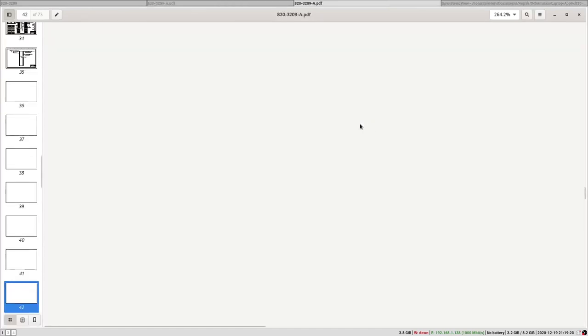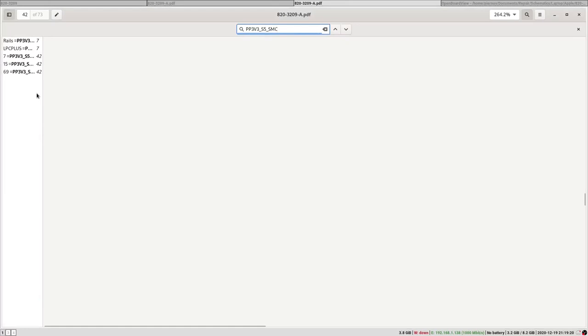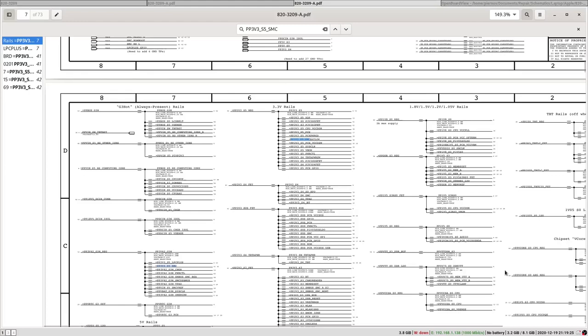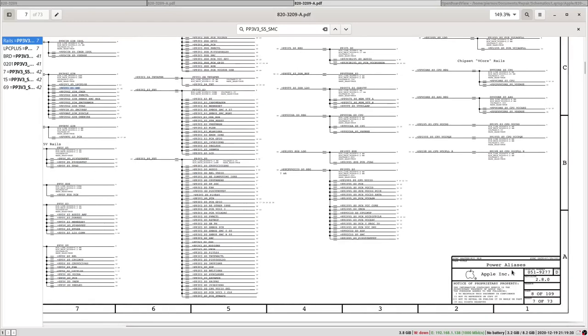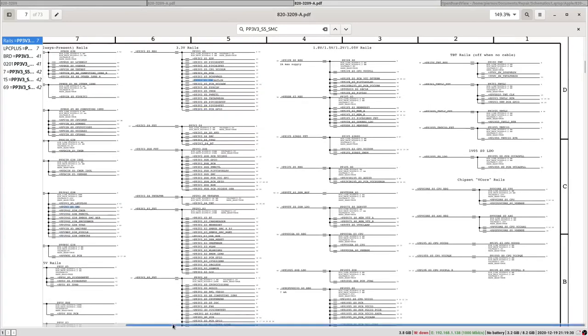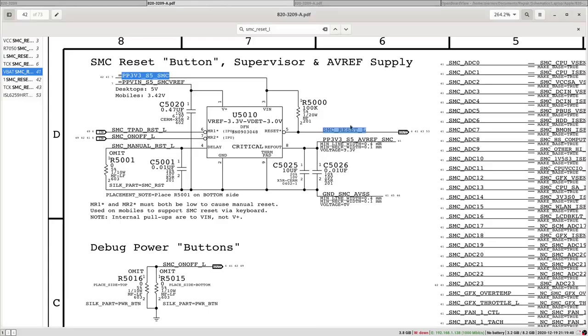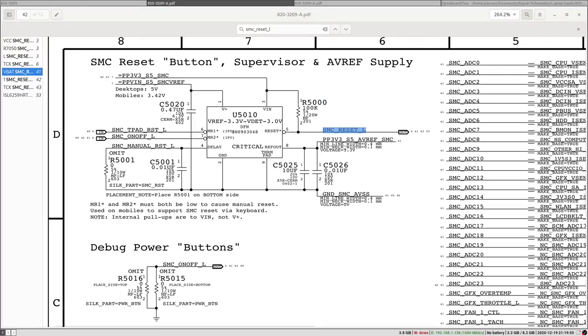PP3V3S5_SMC is in fact the same as PP3V42. If we look at its voltage on the power analysis page, it shows up right there, PP3V3S5_SMC, and it is equal to PP3V42_G3H. So we already know that's present, but we are still gonna check on R5000 the voltage it gets on its pin 1 and the resistance of the resistor itself.